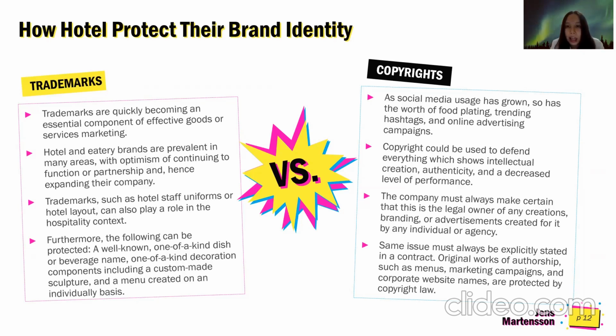And secondly, copyrights. As social media usage has grown, so has the use of food plating, trending hashtags, and also online advertising campaigns. Copyright could be used to defend everything which shows intellectual creations and authenticity. And the company must always make certain that it is the legal owner of any creations, branding, or advertisements created for it by any individual or agency. And it must always be explicitly stated in a contract that original works of authorship, such as menus, marketing campaigns, and corporate website names, are protected by copyright law.